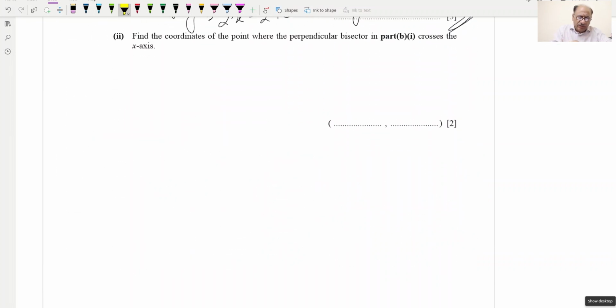Second part, find the coordinates of the point where the perpendicular bisector in part B crosses the x-axis. So now we have the equation of the perpendicular bisector, y is equal to 2x plus 3. Now as it is mentioned that it crosses the x-axis, at the x-axis y will be equal to 0.